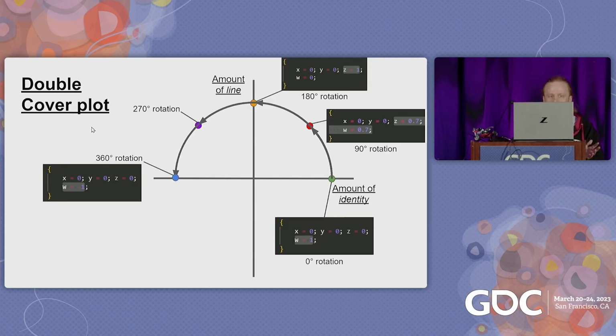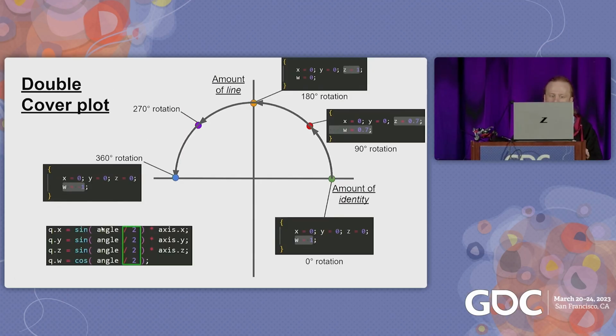Well, this is called a double cover plot, and it's called that for a fairly clear reason. It's because it's showing you what's going on in here. When you put angle into sine and cosine, you have to divide by 2 first, because your angle is actually an angle in this graph. It's not an angle in the game world. And that, by the way, is the sine, and that is the cosine.